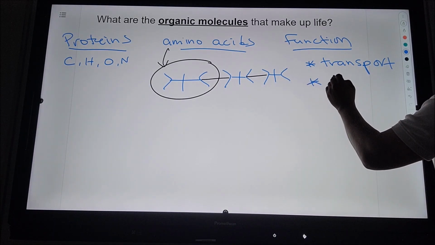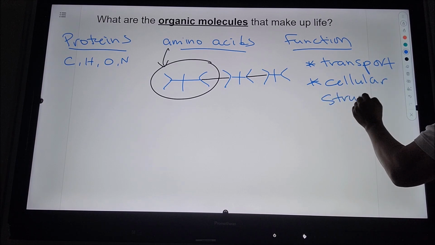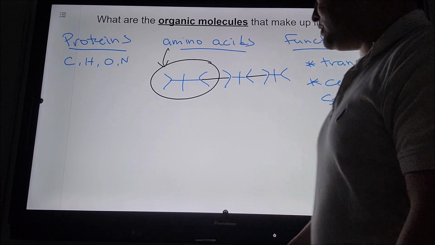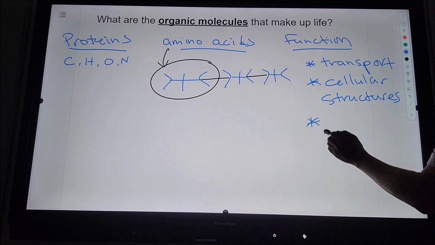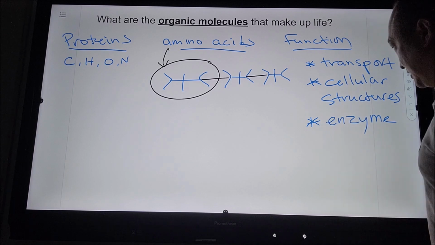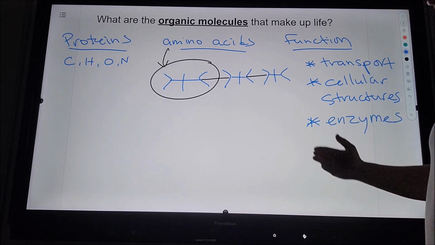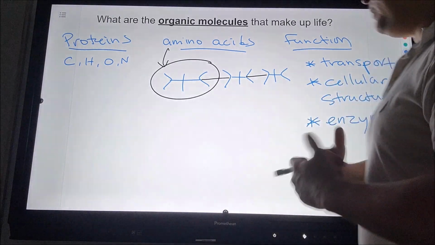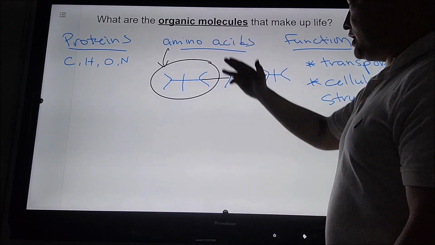They're used to build cellular structures. Like the actual structure of the cell, a lot of it is made up of proteins. There's a whole class of proteins known as enzymes, which we'll get to later on in this unit. Enzymes speed up chemical reactions, and most of them are proteins. There's really so many things that proteins do. They are the most diverse group of organic molecules.